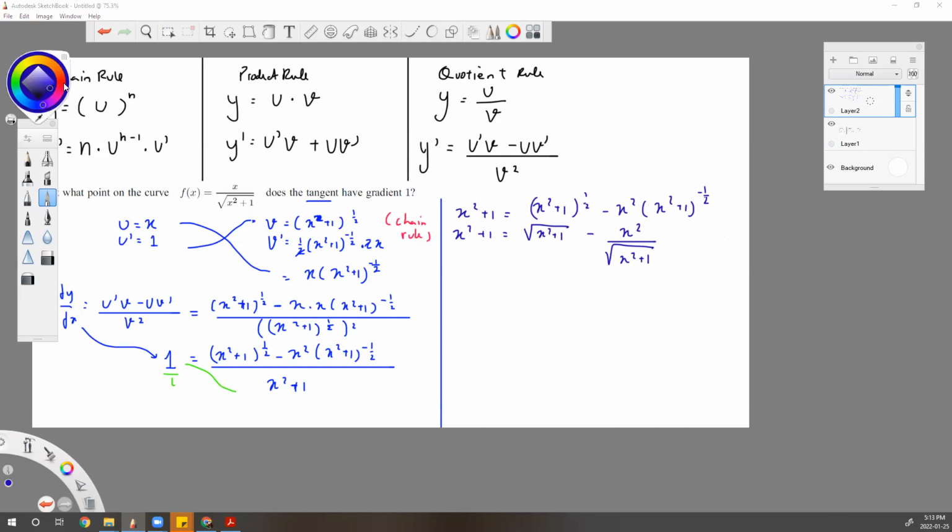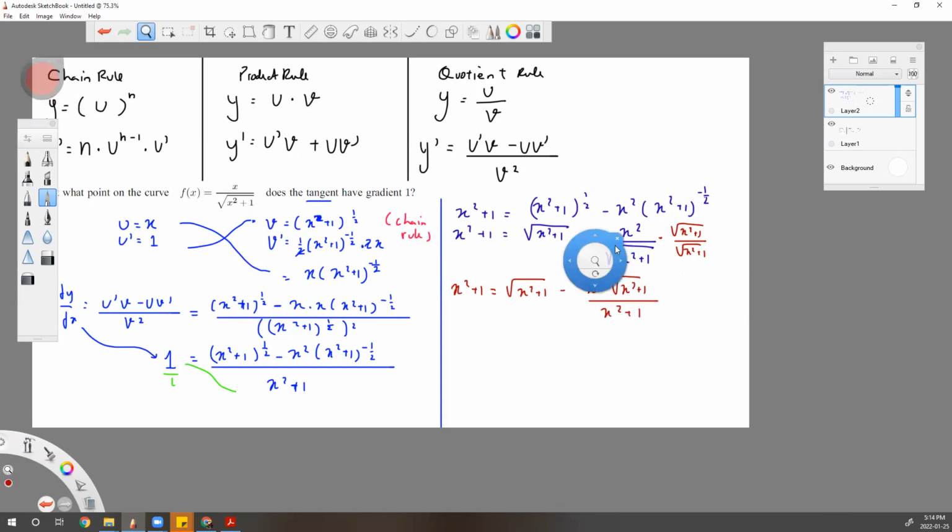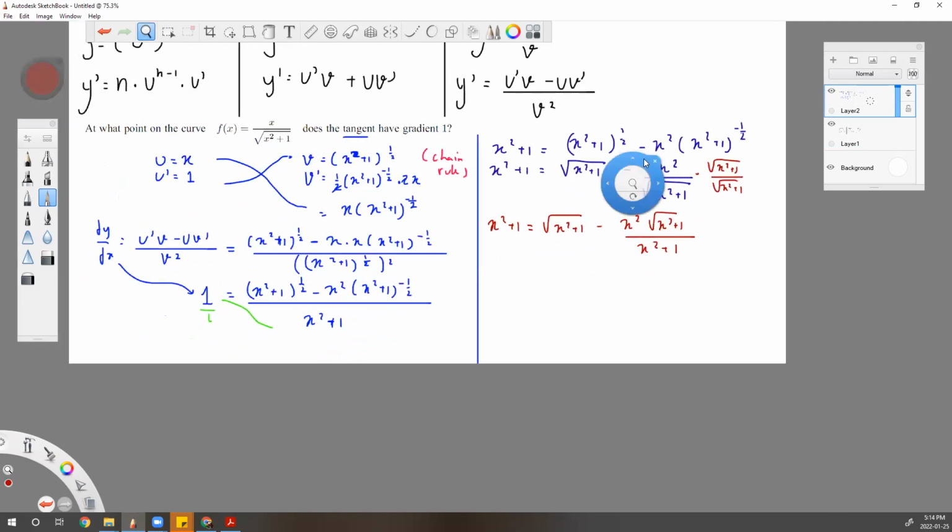What you can do now is try to make this as simple as you can over x squared plus 1. Rationalize the denominator. So x squared plus 1 equals square root of x squared plus 1, subtract x squared, square root of x squared plus 1 over x squared plus 1. See how hard it is to be done. Okay. Again, what you have to find is finding the x.